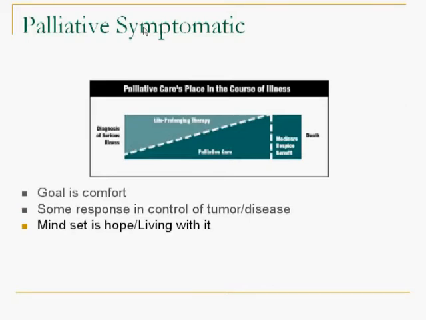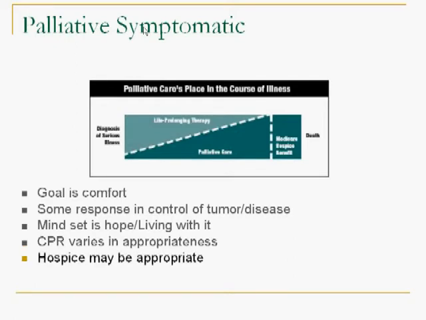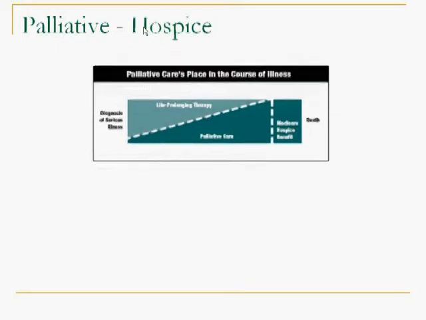There still may be some response of the tumor or her disease. Our mindset is beginning to change to a living-with-it concept. CPR may or may not be appropriate, and hospice may be something to consider. Now she has progressed on chemotherapy. It's unlikely she's going to get any further benefit from chemotherapy. Further life-prolonging therapy is of no benefit. It is futile, so she's over here someplace.